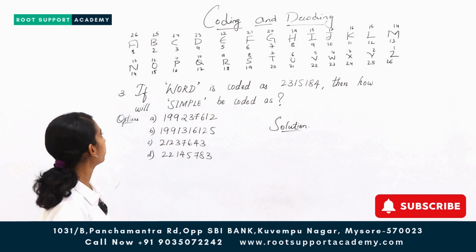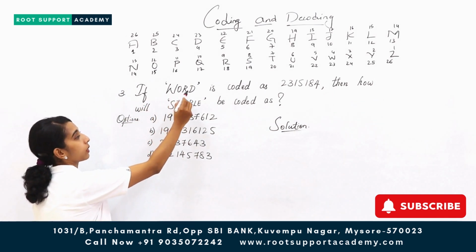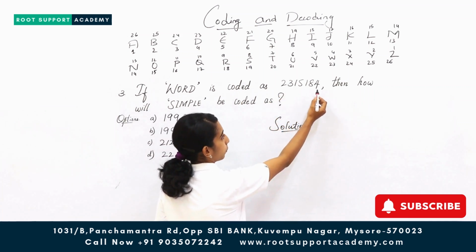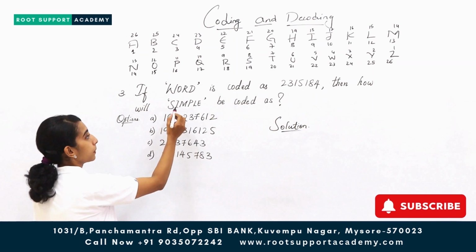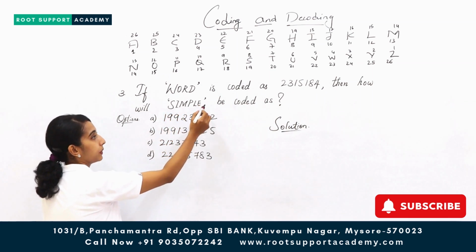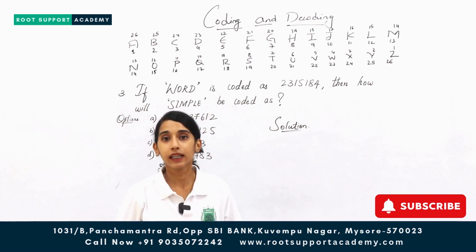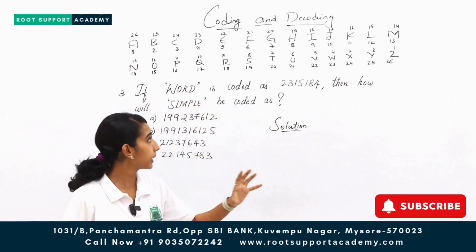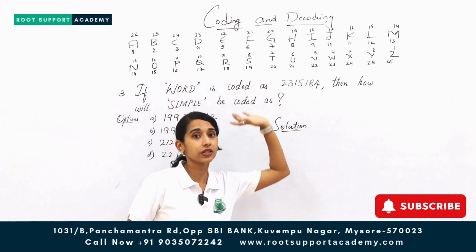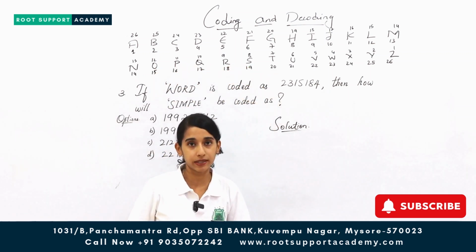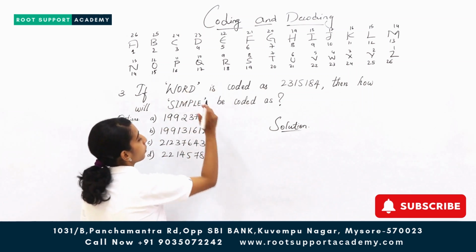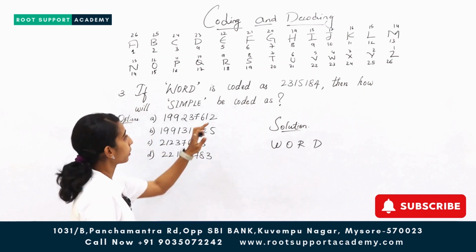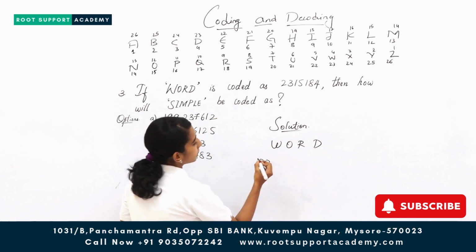Okay, so next we have, if WORD, word, is coded as 2315184, then how will SIMPLE, simple, be coded? Here, what has happened is that for the same words, they have looked at the position of each letter and represented it with numbers. Okay, it's very simple. WORD, word, is coded as 23, 15, 18, 4.